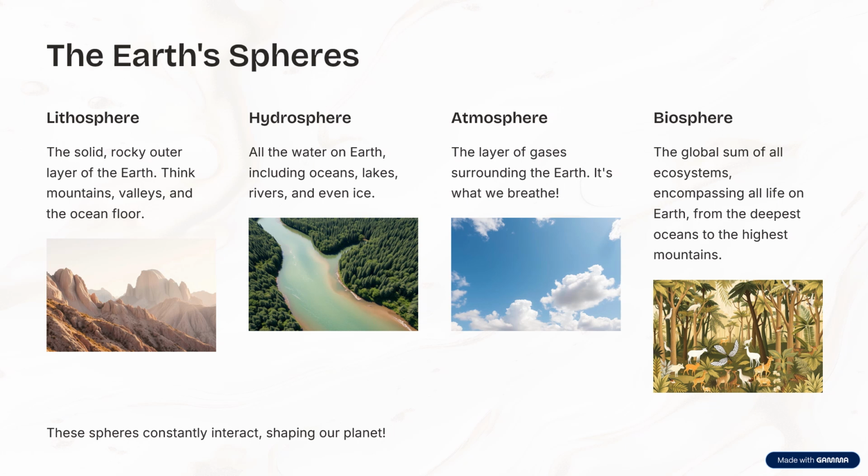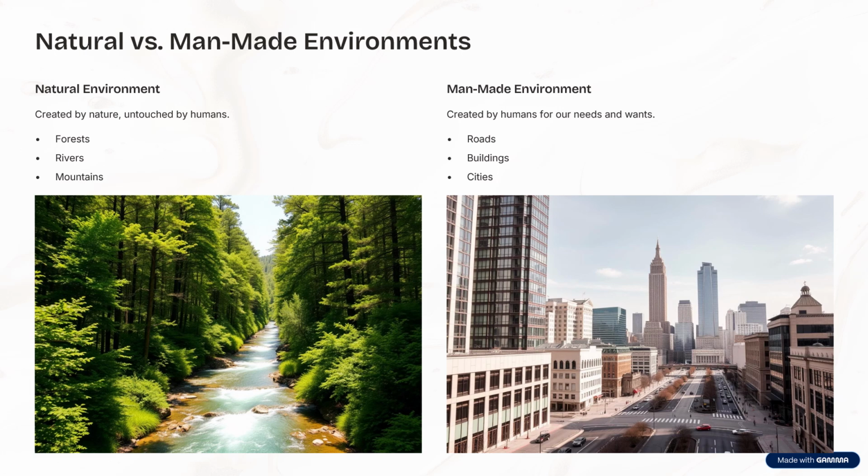So let's move on to the next point. Natural versus man-made environment. This is the big debate all around the world. Natural environment is created by the nature, untouched by humans, and contains the forests, rivers, mountains, etc. And the man-made environments are the big roads, buildings, cities, and the big structures created by the humans for their needs, wants.